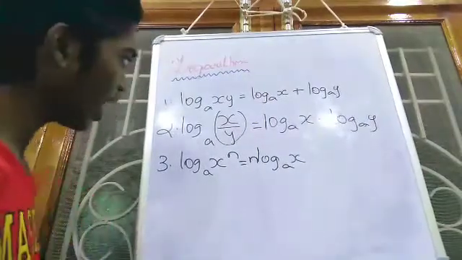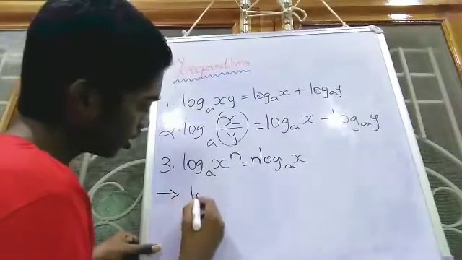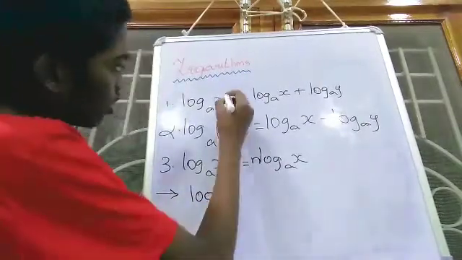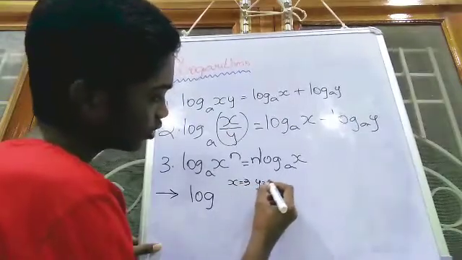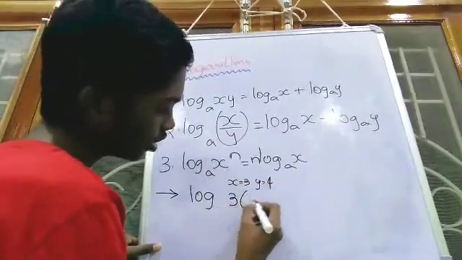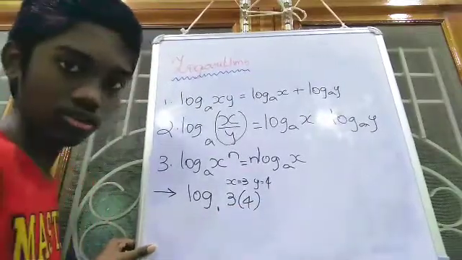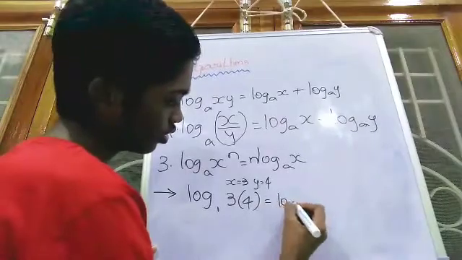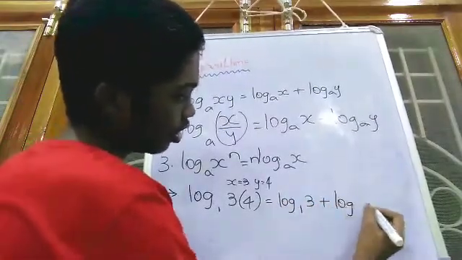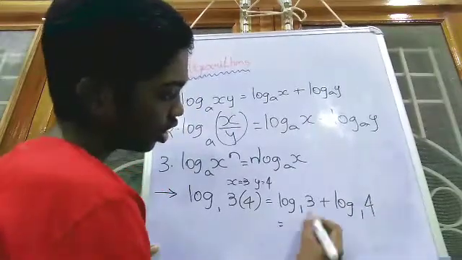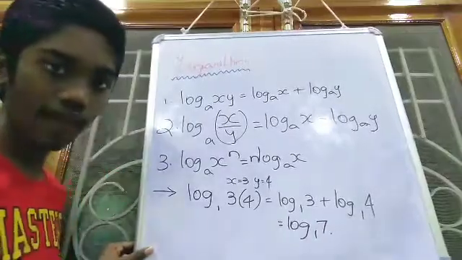So these are the three identities, and if we take an example, x is equal to 3 and y is equal to 4, that means log 3 into 4 to the base a will be equal to log 3 to the base a plus log 4 to the base a. Log 3 plus log 4 is equal to log 7 to the base a is the answer.